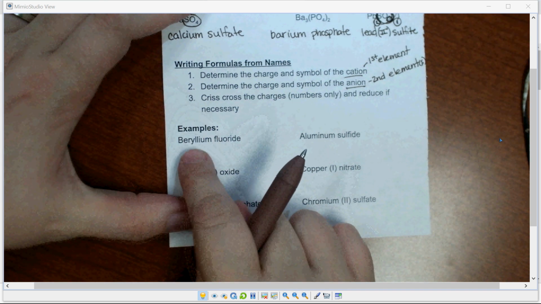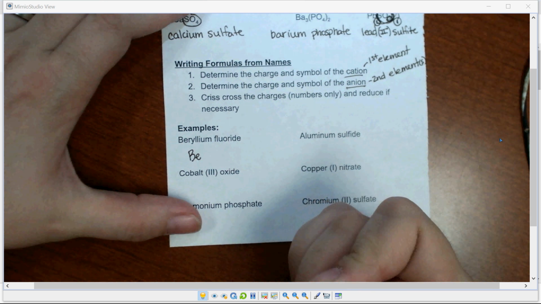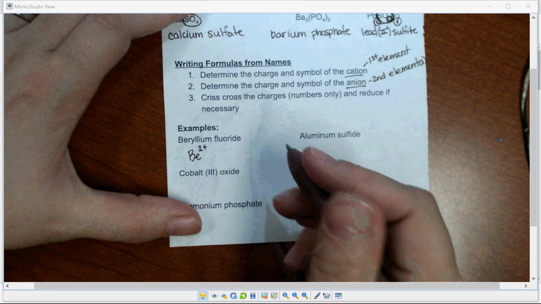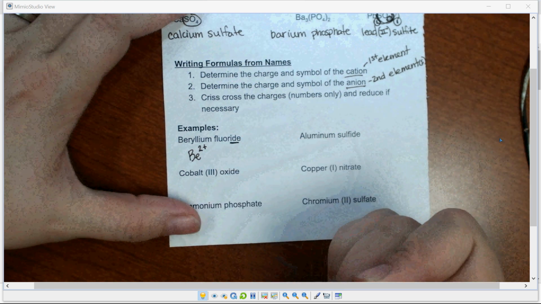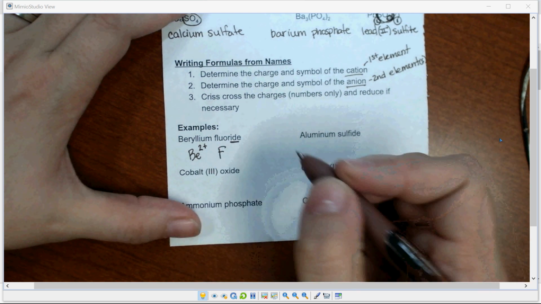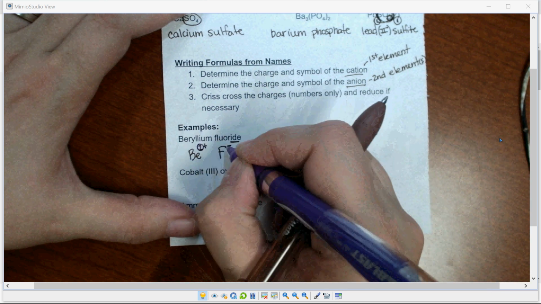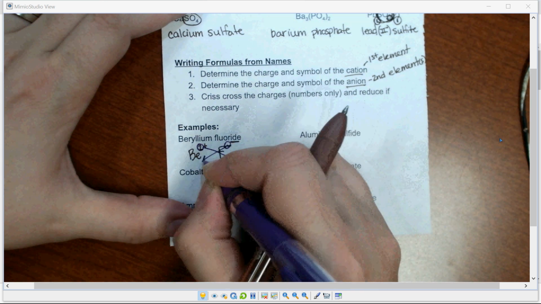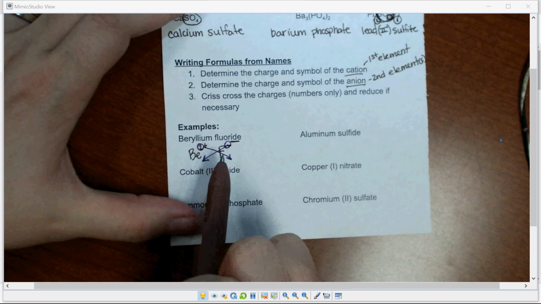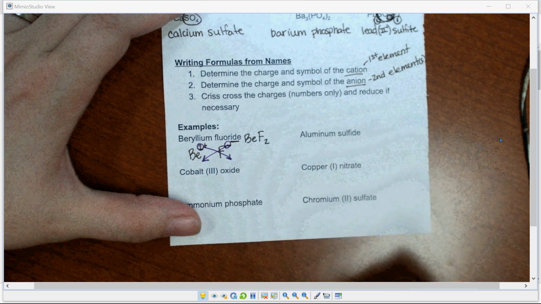So if I find the symbol of beryllium to be Be, and then I look on the periodic table, beryllium's in group 2, which means it's a 2+. I find the symbol of fluorine. Since this ends in ide, I know that it's fluorine from the periodic table, the element. I find F, and it's in group 17, so it's a 1-. Take those numbers and you crisscross them and reduce if possible. So this tells me the ratio of Be to F must be 1 beryllium for every 2 fluorides.